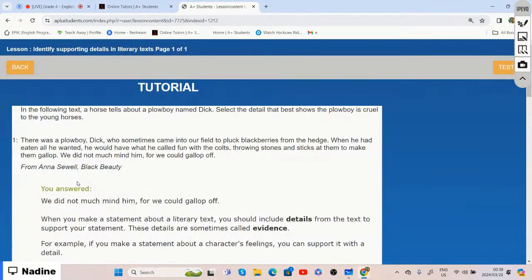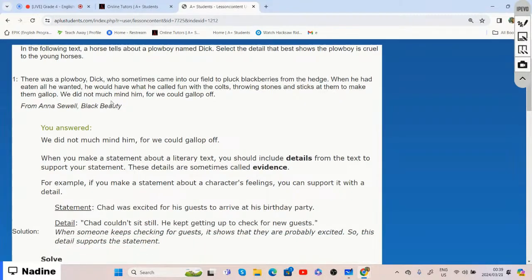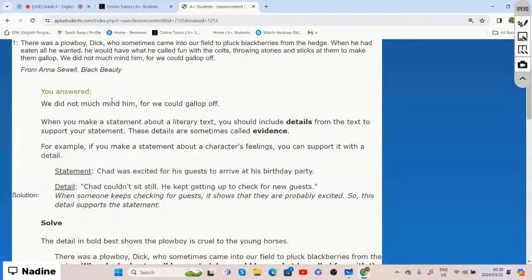Now we're going to identify supporting details in literary texts. And we said that when you make a statement about a literary text, you should include details from the text to support your statement, right? And these details we sometimes call evidence, right? So it's the same as having facts. With facts, we have evidence.